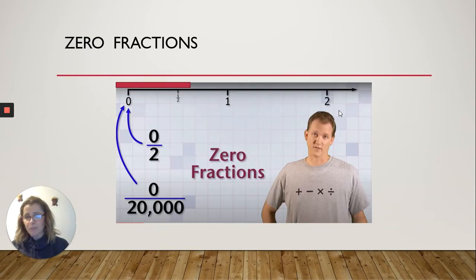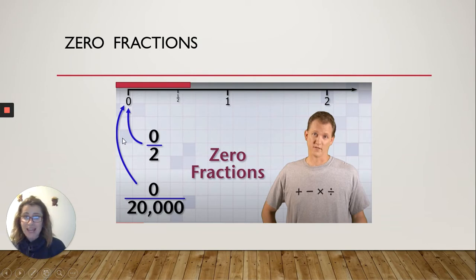The first ones are going to be the fractions that have 0 as a denominator, okay? And these are called zero fractions because it doesn't matter the denominator, because the value in our number line is always going to be 0. It doesn't matter if we have 0 halves or 0 20,000ths, because the answer is going to be 0.